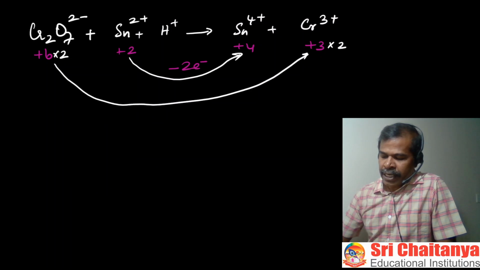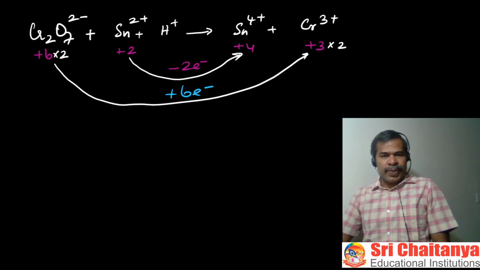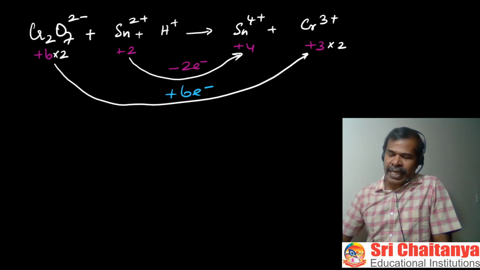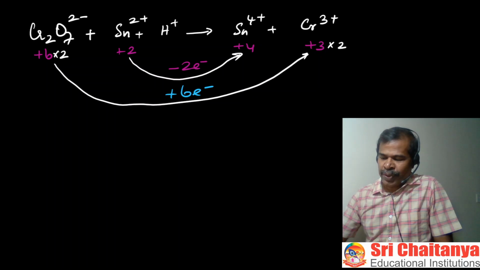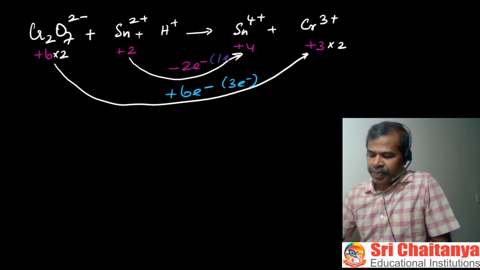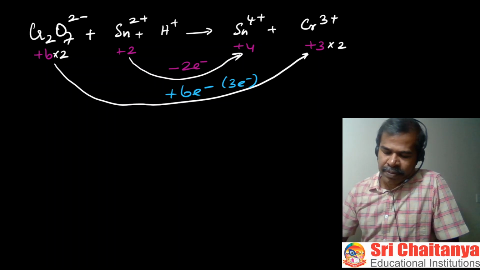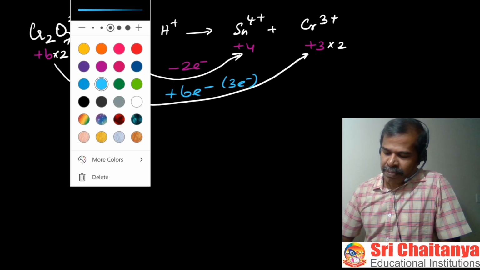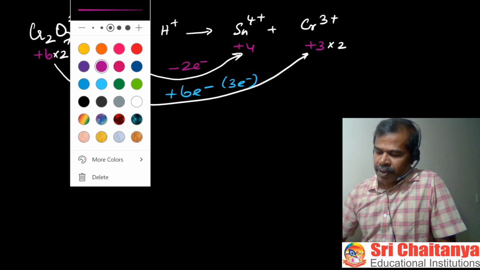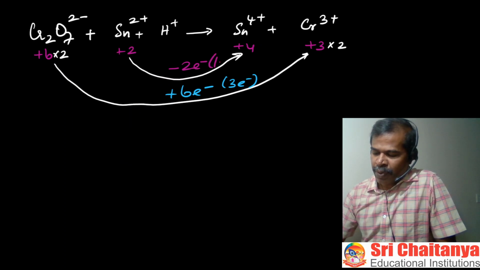Okay, so it is gaining 6 electrons. As I told you, now you have to exchange the coefficients. Before that, you see the 6 and 2 are not in the simplest ratio, so you can make it into the simplest ratio. You make this into 3 electrons, and this one into 1 electron.